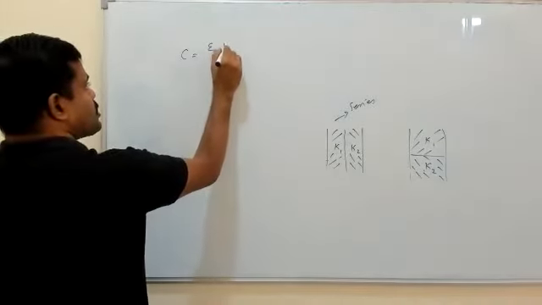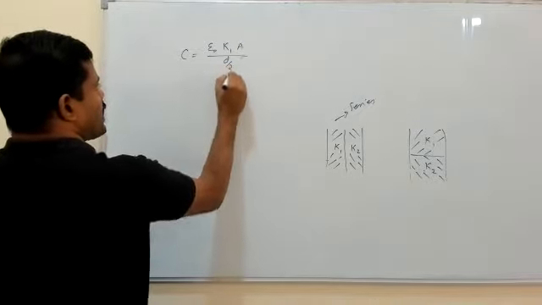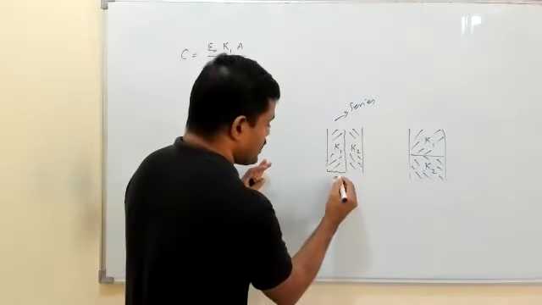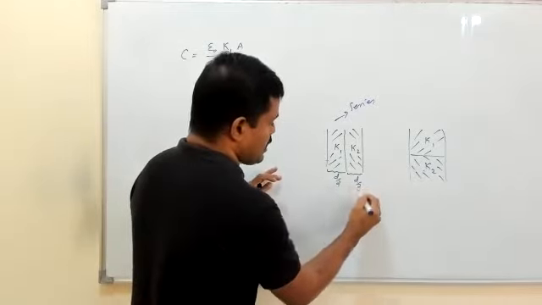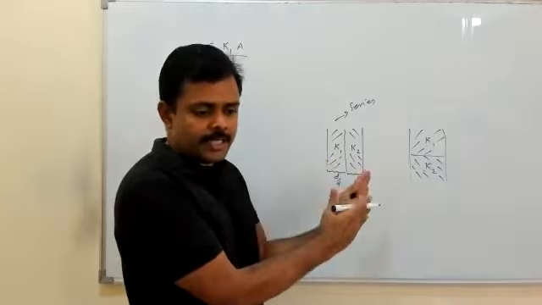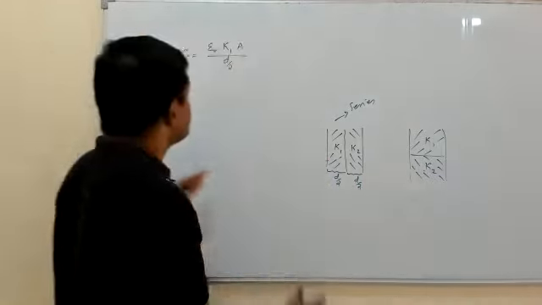Capacitance is given by epsilon 0 K1 A by D by 2. Why D by 2? For the first half, look at the spacing, it is D by 2. Second half, look at the spacing, it is D by 2. Left half with one material D by 2, right half with another material D by 2. Left half, right half.